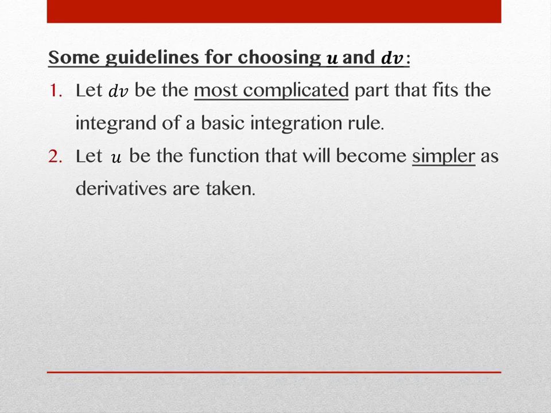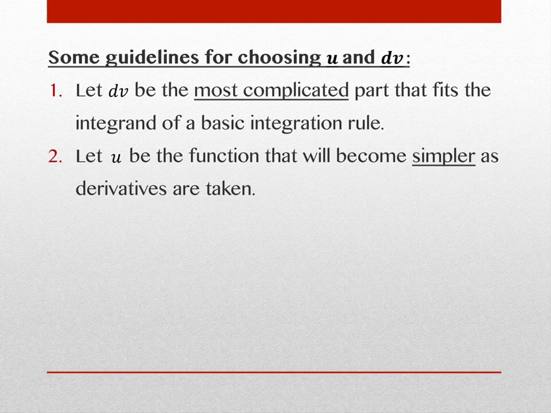What is the hardest thing in here that I can still take the antiderivative of? That's usually what I let dv be. And then u will be the function, the portion, that gets easier as you take derivatives. So what do I mean by that? Well, let's take, for example, x to the 6th. If I take the derivative, it gets easier as I go because the powers go downhill. It decreases in power.